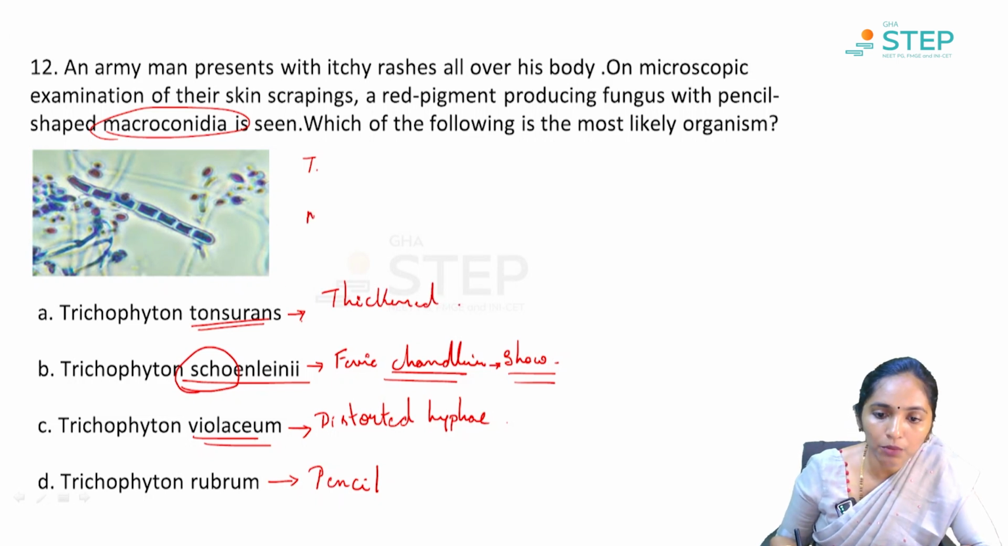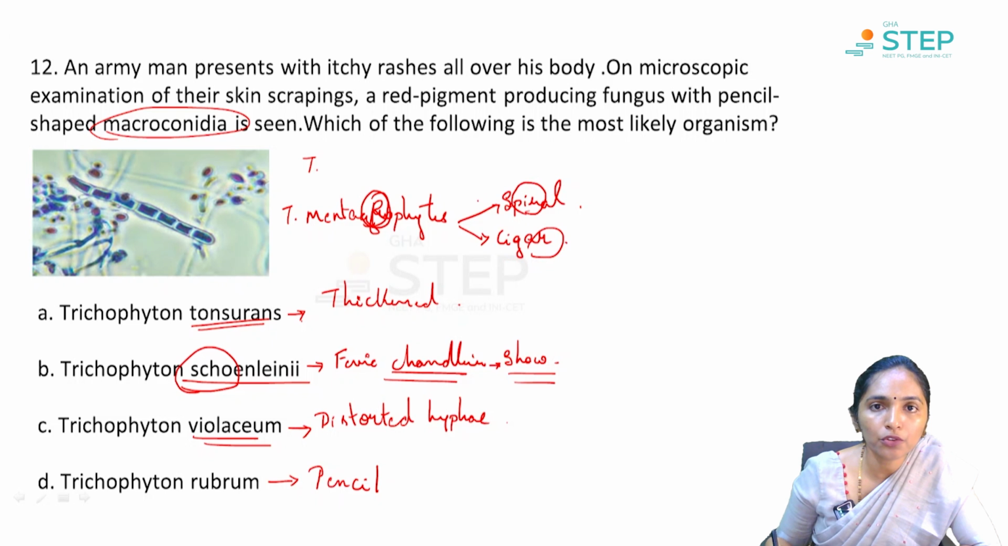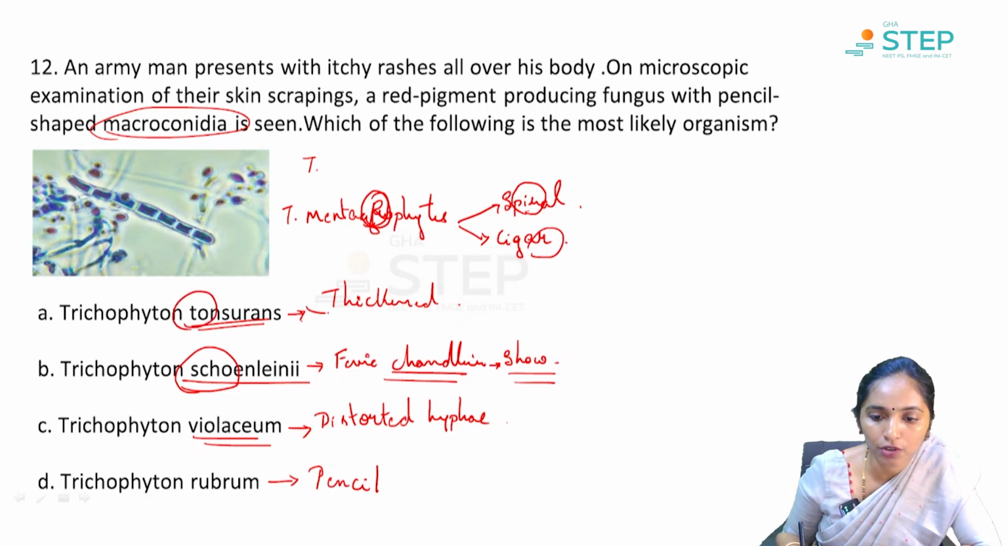Okay, we have one more which is most important, that is Trichophyton mentagrophytes. So this Trichophyton mentagrophytes produces the spiral hyphae, which is an important one, and also it produces cigar-shaped macroconidia. Mentagrophytes is the most important for us here. R for spiral and R for cigar-shaped. Okay, so mentagrophytes, spiral hyphae with cigar-shaped macroconidia, tonsurans T for thickened macroconidia.